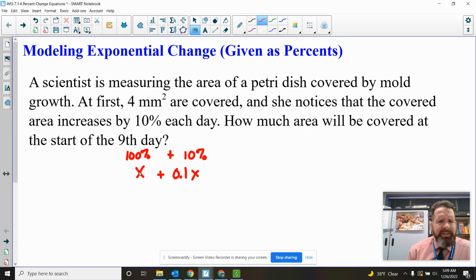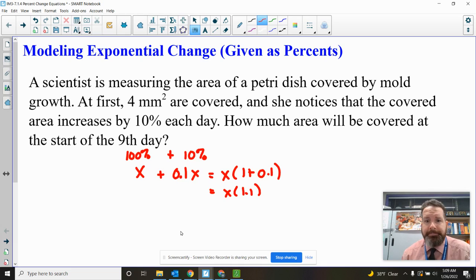Now, I hope you can see that because we have an X in both of these, we can factor that X out. It's a GCF, leaving us with 1 plus 0.1. What that means, and this is going to save us a lot of time in the long run, is that to add 10% onto something is the same as multiplying that amount by 1.1. I don't know about you, I'd rather do this. That's just one simple calculation rather than doing a multiplication and then an addition later.